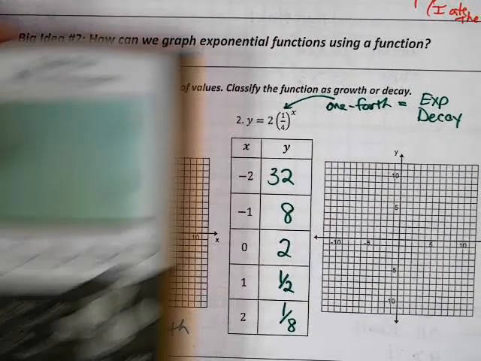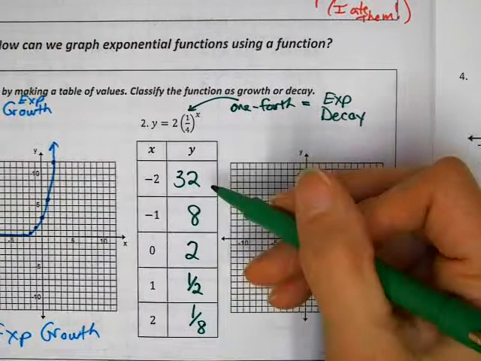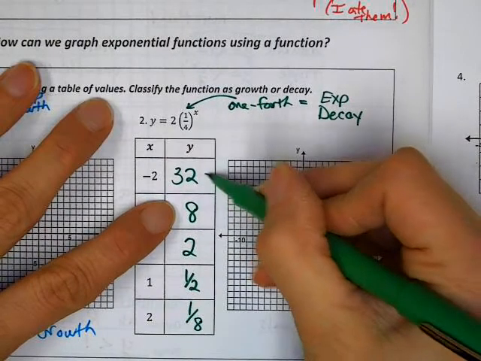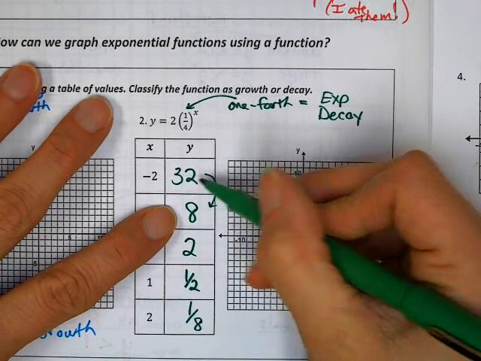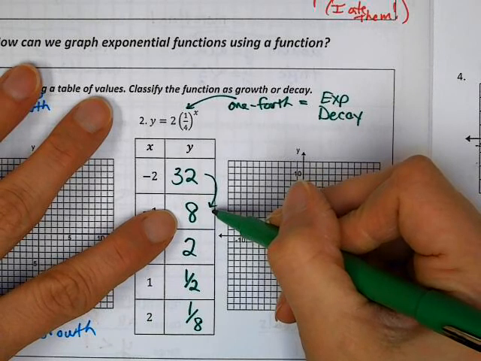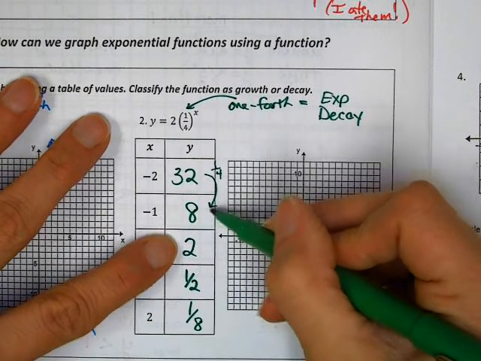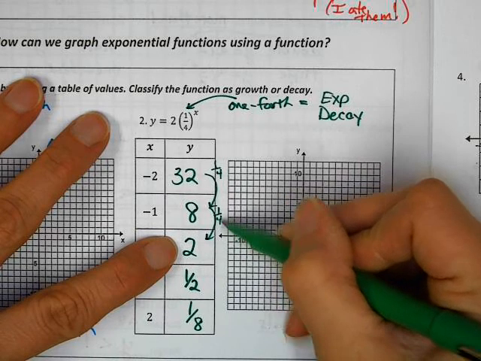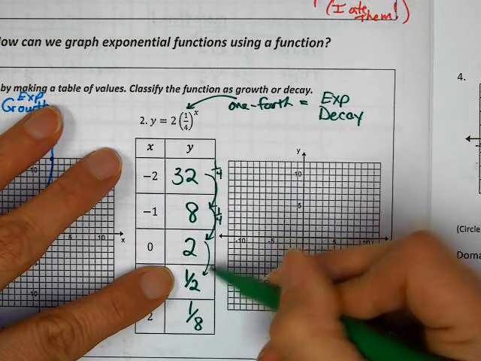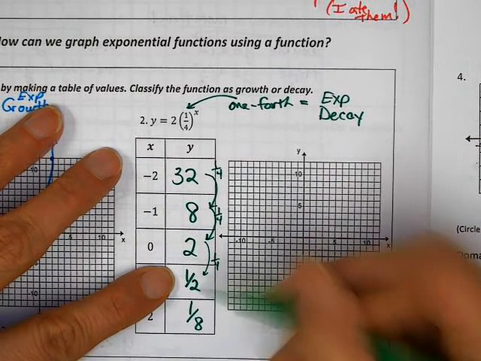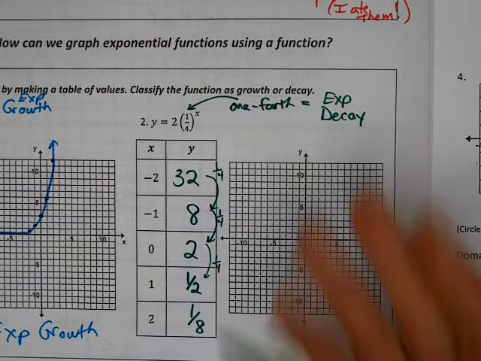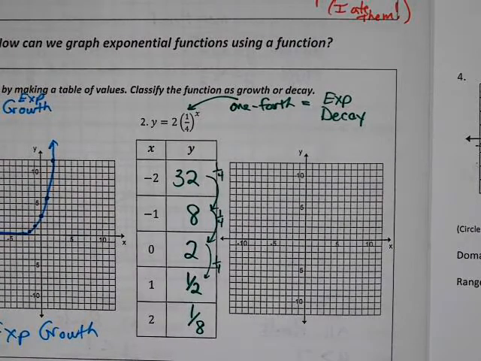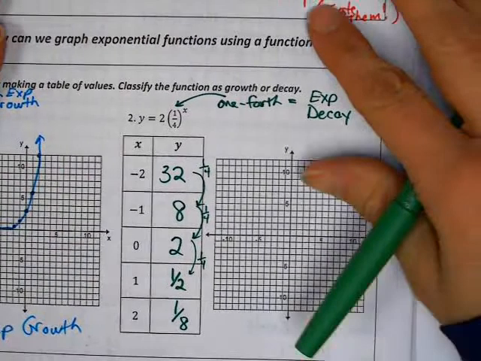Let's look at this data here. 32 became an 8. They divided it by 4. That's 1/4. Did they divide this number by 4? Is that 1/4? Yes, look at that, 1/4. They all got divided by 4. That's definitely exponential decay. We're going to look at the graph and confirm that that's how it looks.